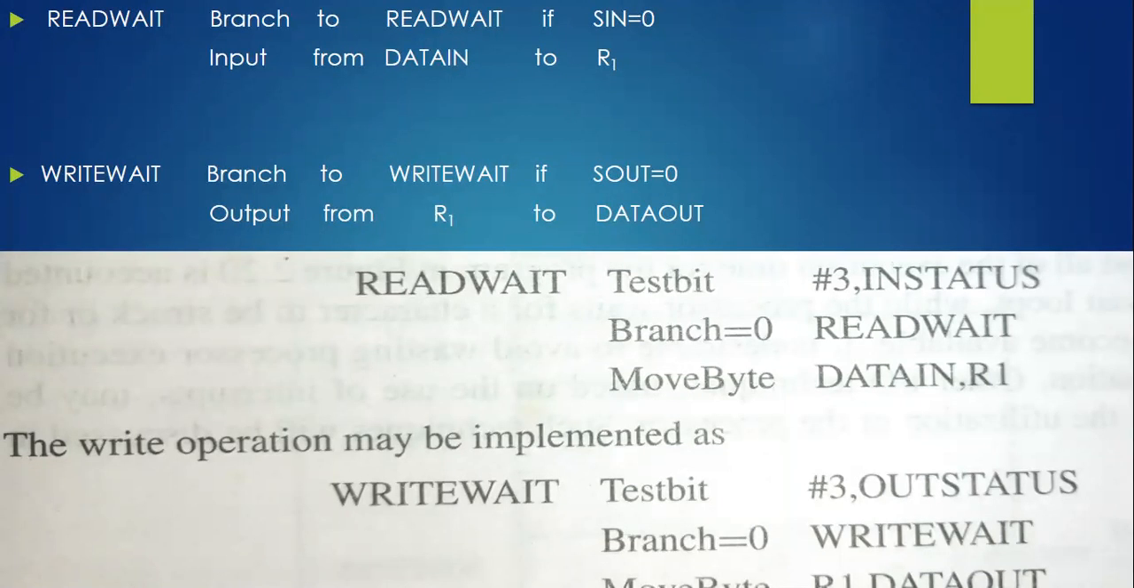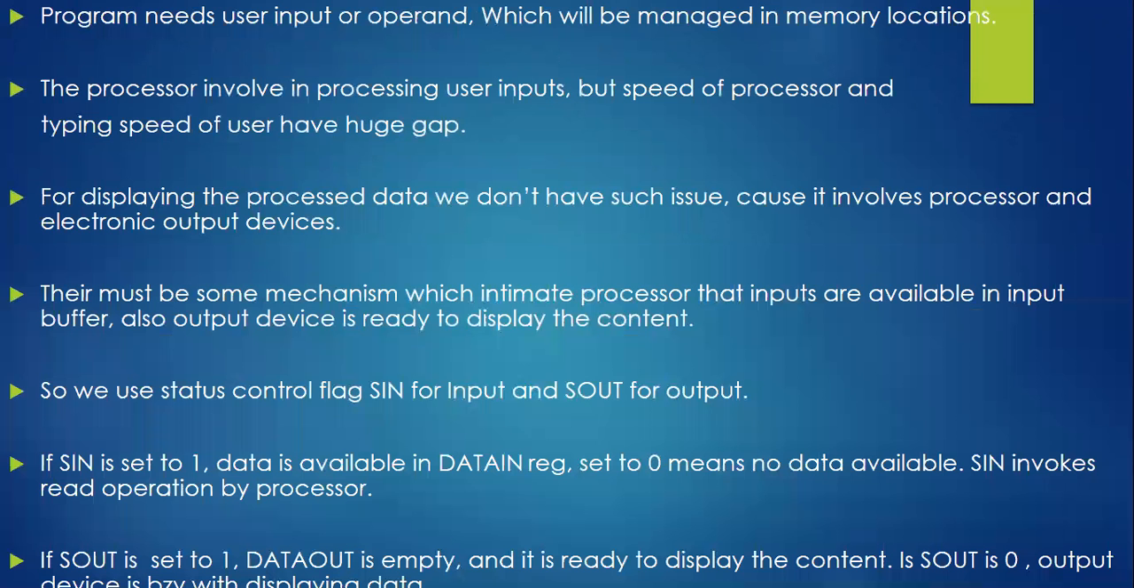Then you need to come to the code. When it comes to code, you need to write both sections, like the logic section: read wait, branch to read wait if S in equal to 0. This kind, the first step, and the original code. Complete, you need to write. It carries an 8 marks question. Very, very important. Clear? Very simple concept.